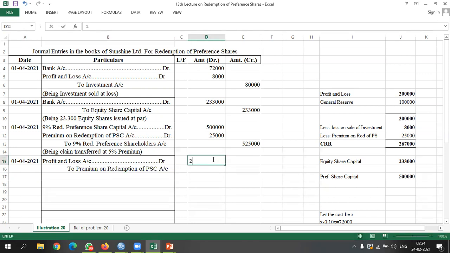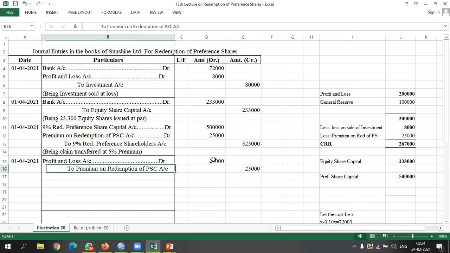Amount will be 25,000. We will write down the narration, being premium provided for redemption of preference shares.